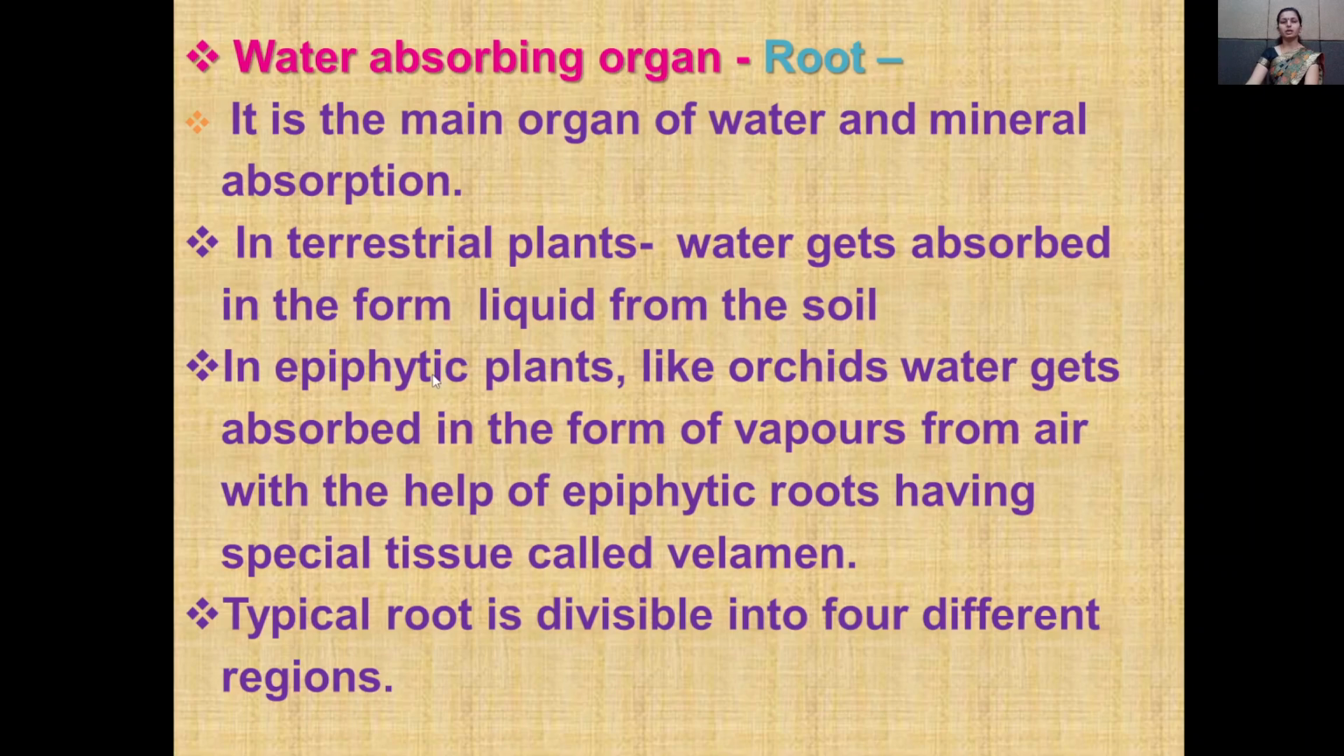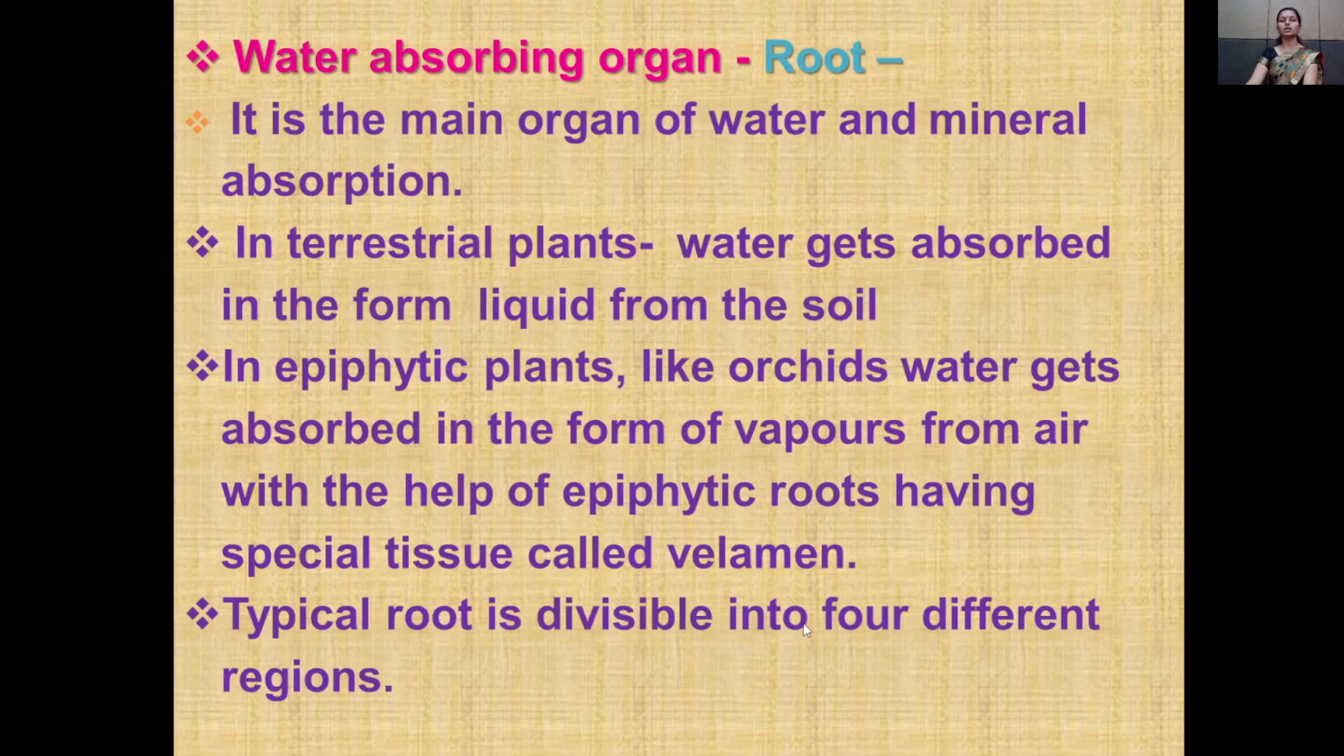Then in epiphytic plants, epiphytic means epi means above and phyta means other plant body. Some plants grow on other plant bodies, so these plants are called epiphytic plants and their roots are called epiphytic roots. Examples are orchid, vanda, dendrobium. In orchid plants, water gets absorbed in the form of vapors from the air with the help of epiphytic roots having a special tissue called velamen. In epiphytic plants, this special tissue helps in absorption of moisture from the surrounding atmosphere or air. These points are most important according to the NCERT or CET exam.